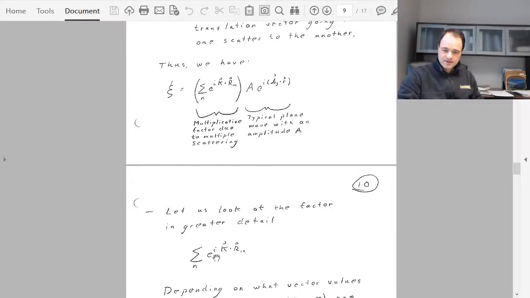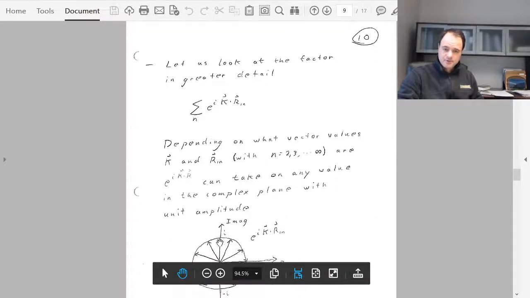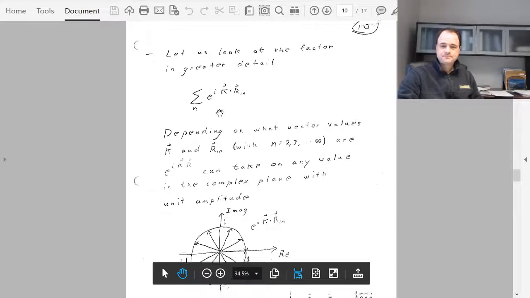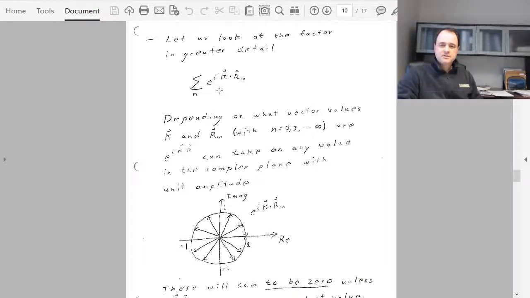We're going to look at this factor right here. So we take that and repeat it right here. Okay? So what does this thing look like? We're going to sum over a whole bunch of different terms that are e to the i something, k dot r, where the r's are the infinite number of translation vectors going from scatterer 1 to scatterer 2, scatterer 1 to scatterer 3, scatterer 1 to scatterer 4, and we sum them all up, all right?